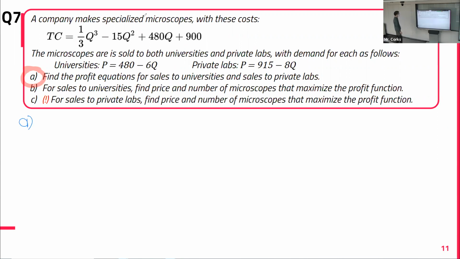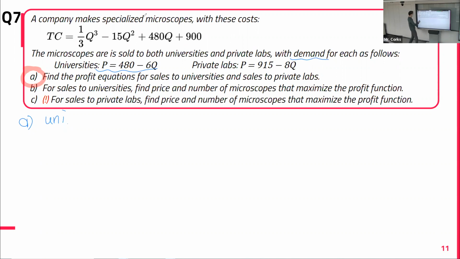All right, let's try to make the profit equations first. So two situations, universities and private labs. We'll do the universities one first. Okay, so this thing here, P equals 480 minus 6Q. What does that represent? Okay, so price, it's our demand function. It's our relationship between price and quantity.